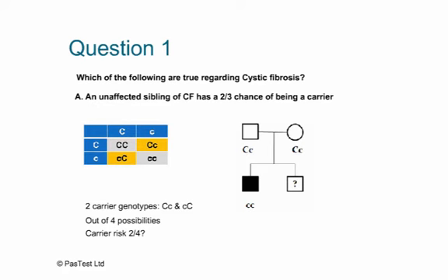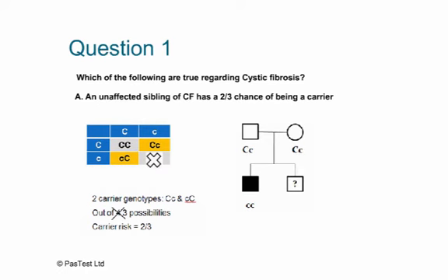And as you can see in the square, there are 4 possible outcomes. There are people who have no CF mutation, big C, and people who have 2 CF mutations and are affected, small c. So your initial thought might be that there is a 2 out of 4 chance of the individual being a carrier. However, in fact, because we know the sibling is unaffected, there are not 4 possible outcomes in this case. There are only 3 possible outcomes because we know one of them has been excluded.